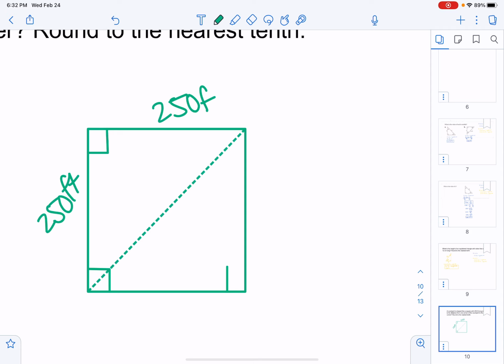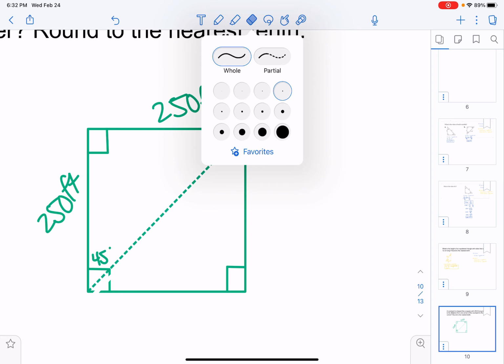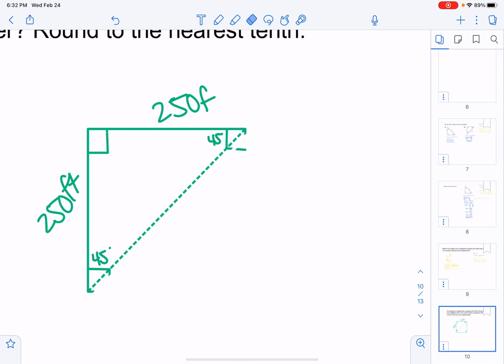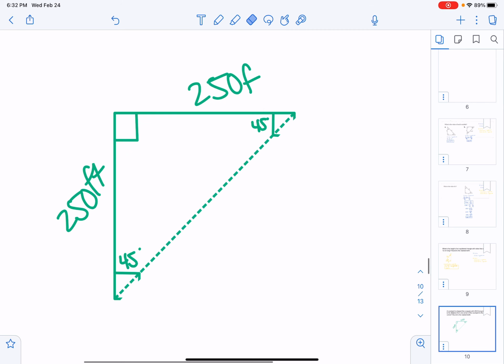All 4 are 90 in a square. And then if that diagonal cuts that square in half, we're going to have 90 divided by 2, which is 45 each. So I like to erase the part that I don't need so it doesn't stress me out, and I'm just looking at this triangle now.